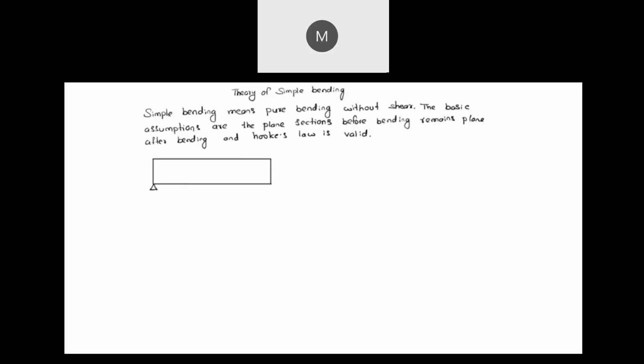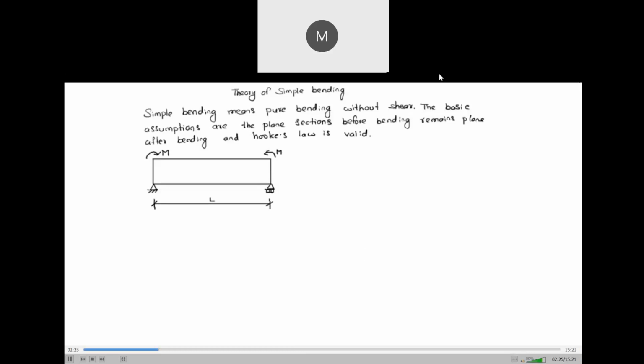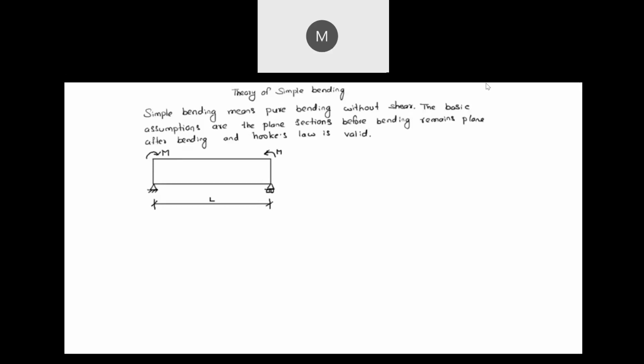Simply supported beam of span L, and carrying end couples M each, so that bending moment will be constant throughout the length of the beam and shear force will be 0. Let us take any arbitrary cross section having vertical symmetry. Let us have CZ somewhere here. The neutral axis always passes through the CZ. We will define neutral axis later.